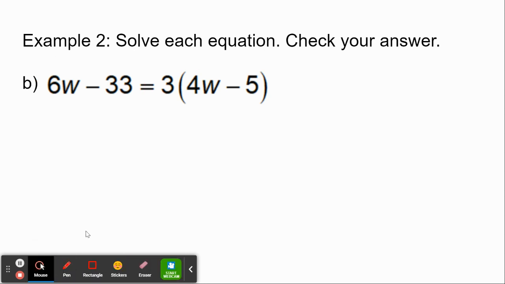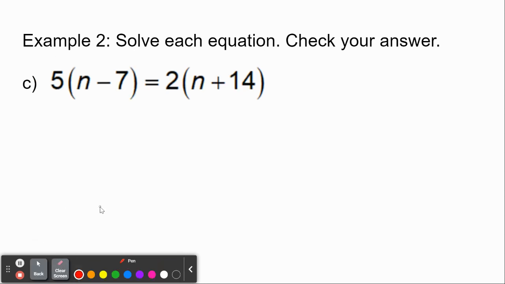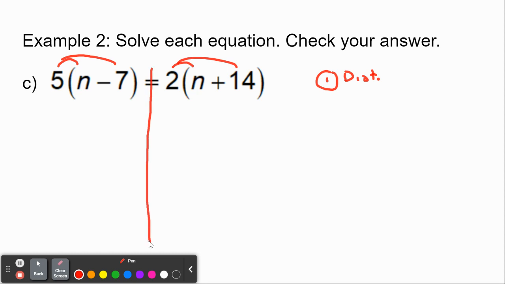One more example for us here. All right, so 5n minus 7 equals 2 times n plus 14. Notice we have 2 sets of parentheses. Okay, time to distribute, right? So we have 2 distributions to do. So on the left-hand side and the right-hand side, draw your line down the equal sign. So we're doing 5 times n. Again, you can make it a 1n. 5 times 1n is 5n. And 5 times negative 7 is negative 35. On the right-hand side, you can do 2 times 1n. 2 times 1n is 2n. And then 2 times 14 is 28.